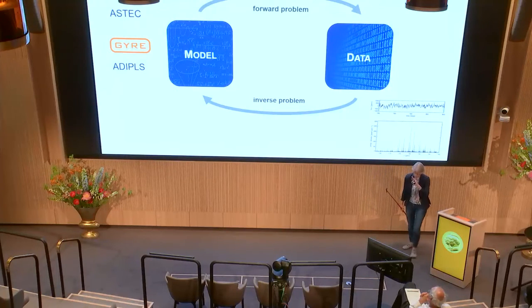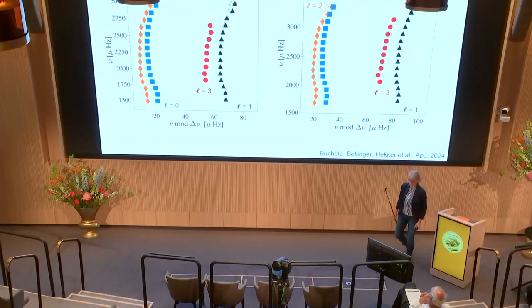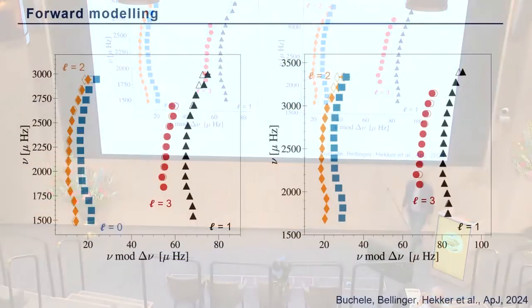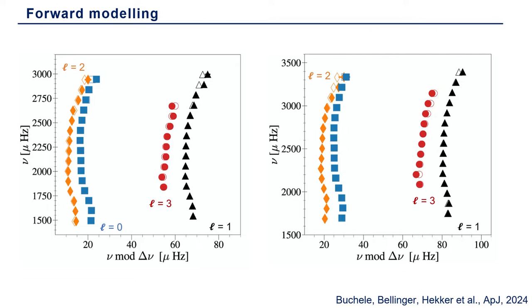So I first want to show you a result of the forward modeling problem. And that is done by my student, Lynn. And these are just 2 random main sequence stars.